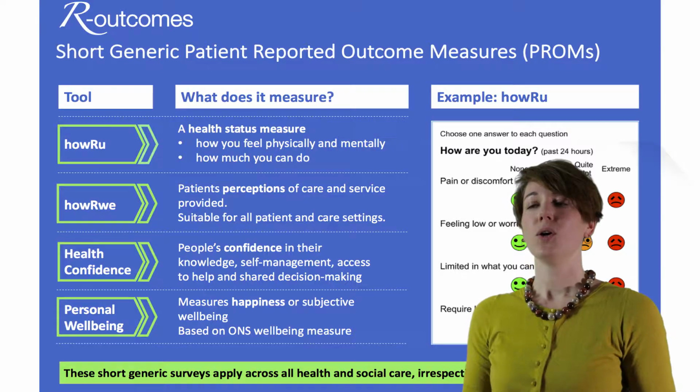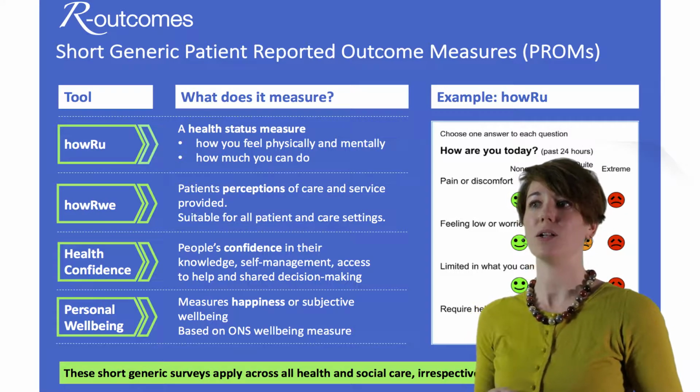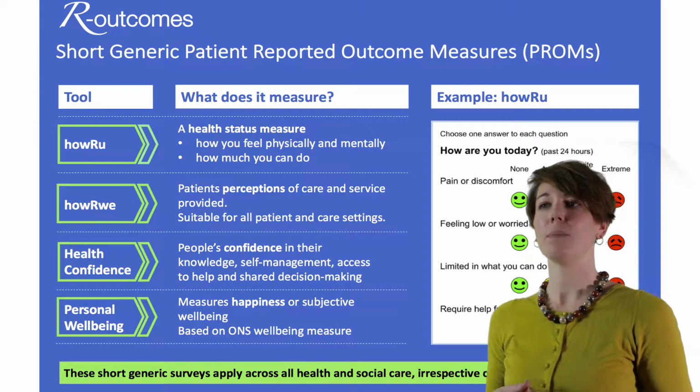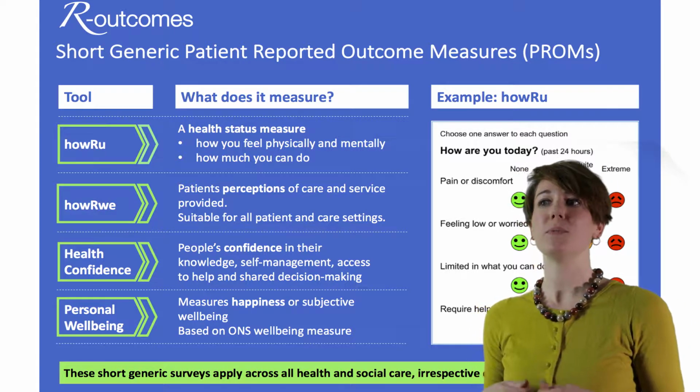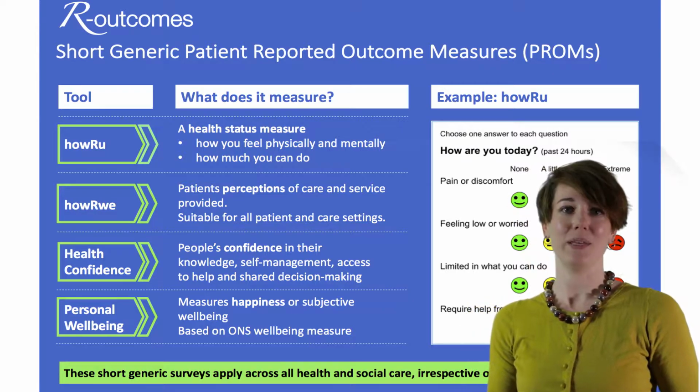Health confidence, which looks at people's confidence in their knowledge, self-management, access to help and shared decision-making, and personal well-being, which measures people's happiness or subjective well-being. And this is based on the ONS wellbeing measures.